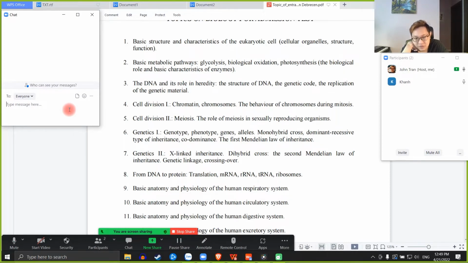Okay, so basically the alleles segregate independently from each other according to this law, isn't it?